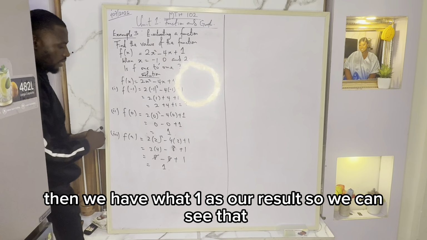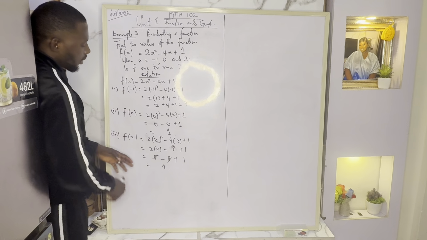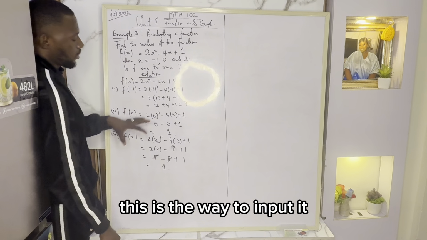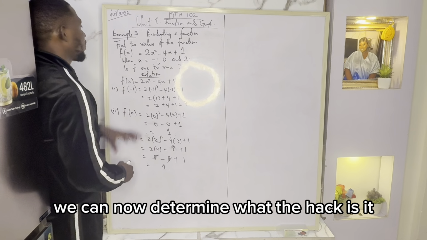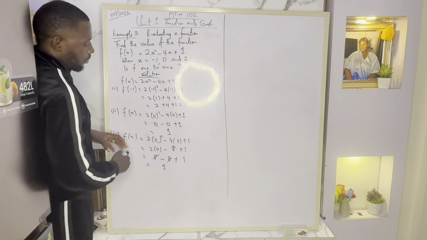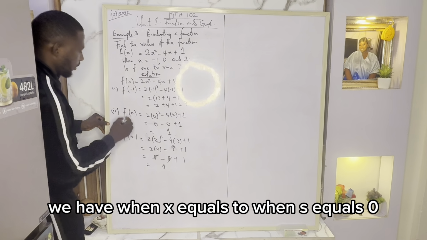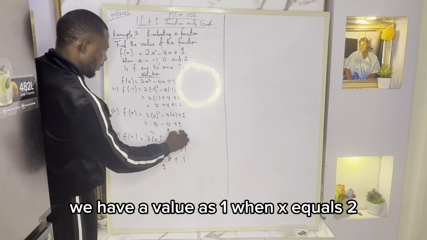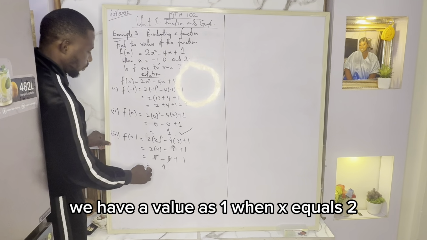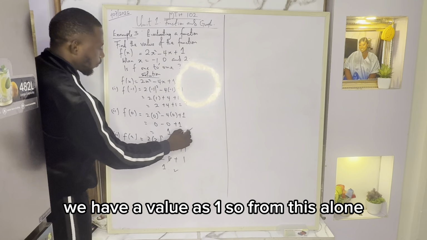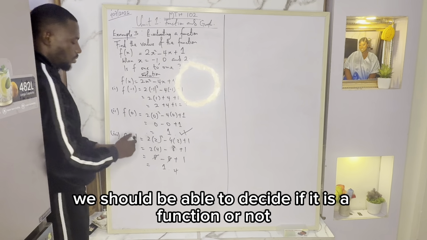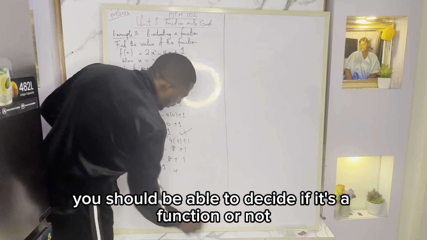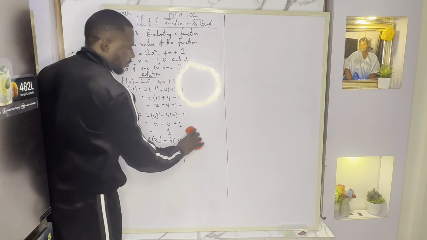So we can see that this is the way to input it. But by ourselves, we can now determine what they are asking. When x equals 0, we have the value as 1. When x equals 2, we have the value as 1. So from this alone, we should be able to decide if it is a function or not.